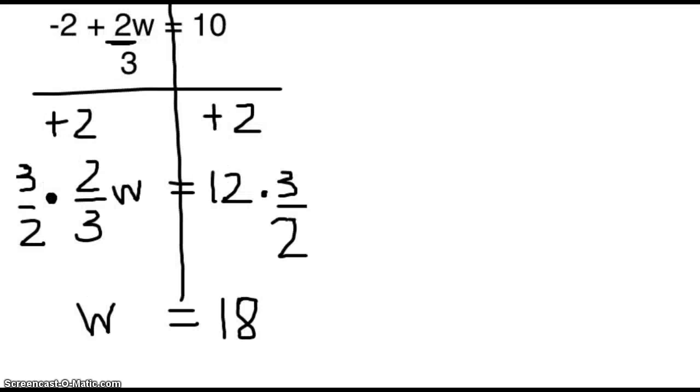Last one, I added 2 on both sides. Then I took the inverse of 2/3 and multiplied it, which is 3 over 2. And I multiplied that on both sides, and I had w equals 18.